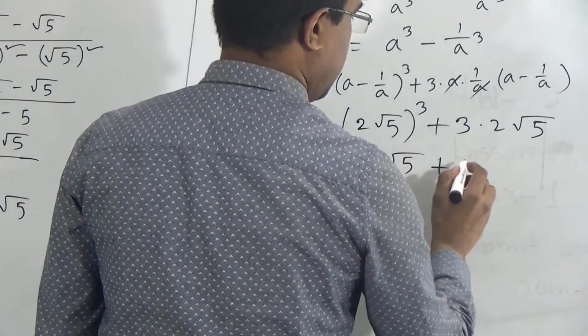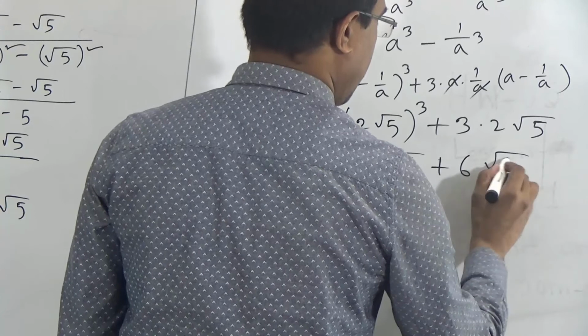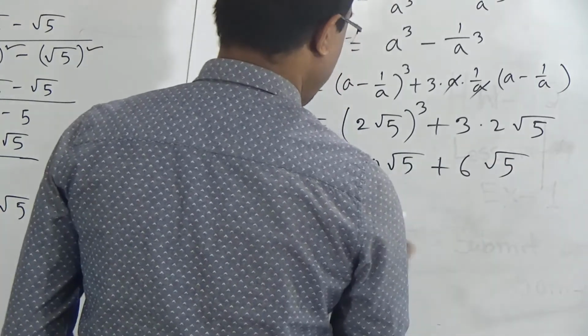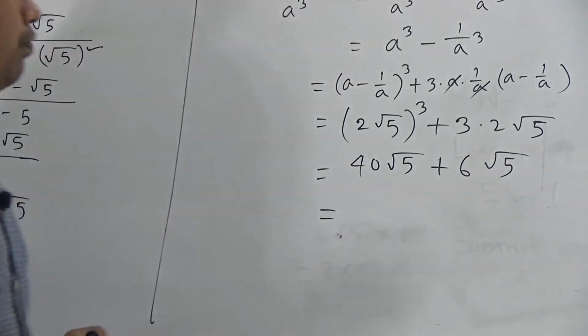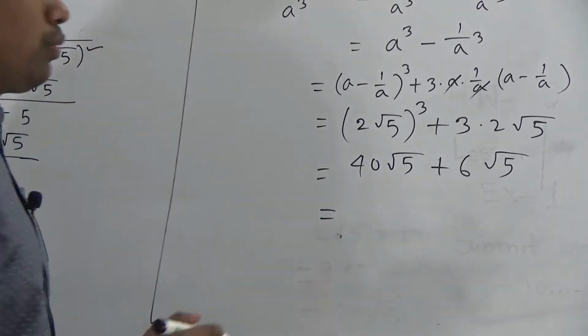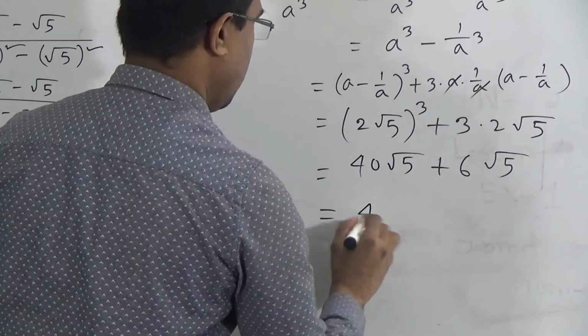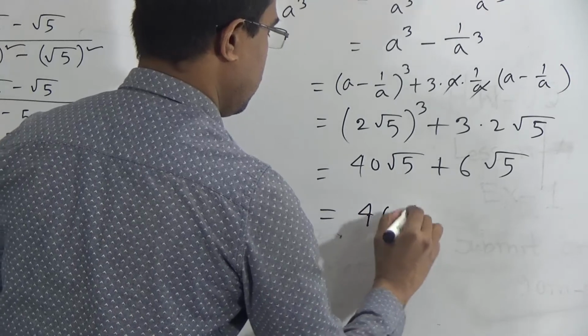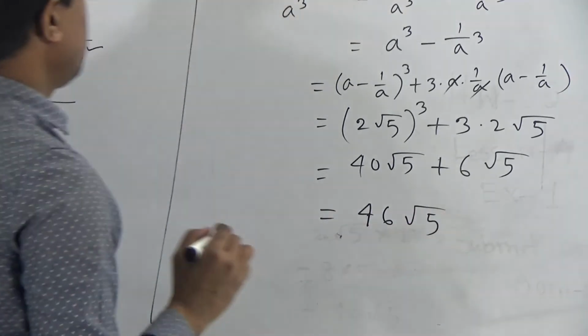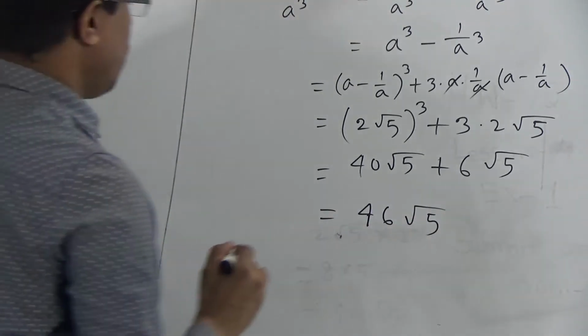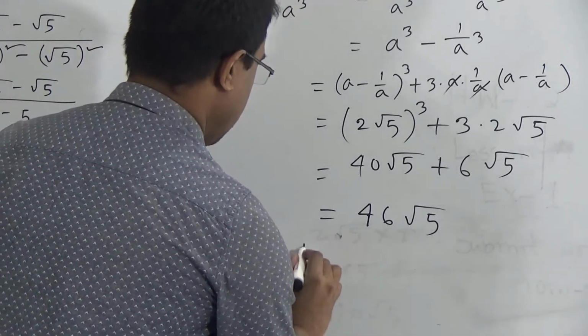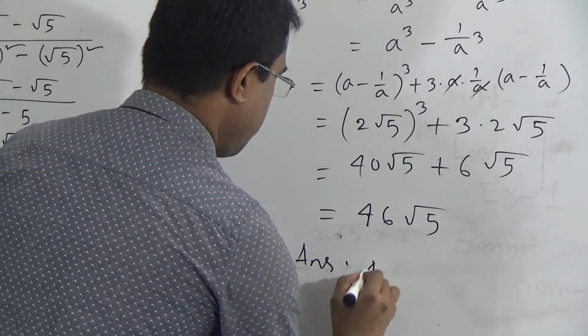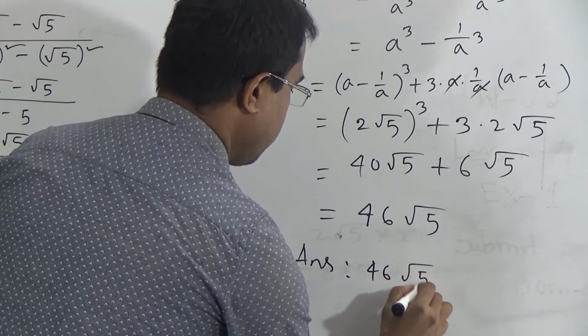Plus 3 multiplication 2, that means 6 root 5. If we add 6 root 5 with 40 root 5, then it will be 46 root 5. This is the answer of 60 number math. Answer: 46 root 5.